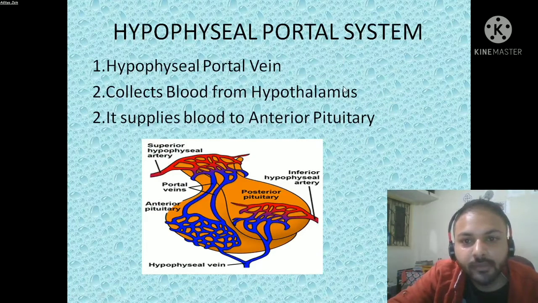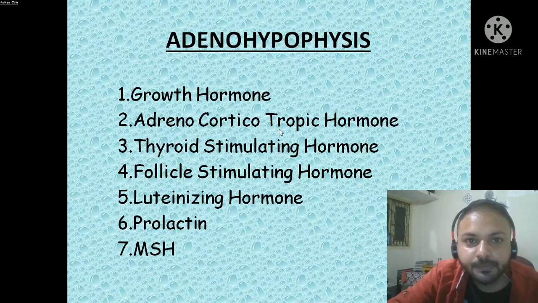Now the hypophyseal portal system. In this system you have to remember these 3 points. The vein is the hypophyseal portal vein. It collects blood from the hypothalamus and it supplies this blood to the anterior pituitary, which is the adenohypophysis.